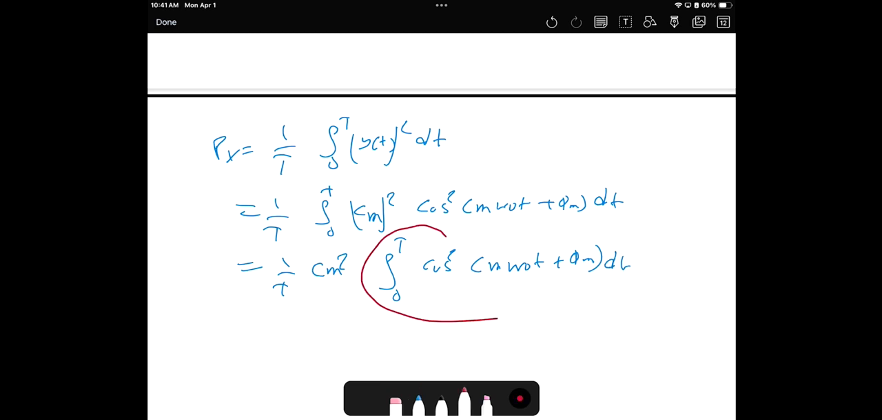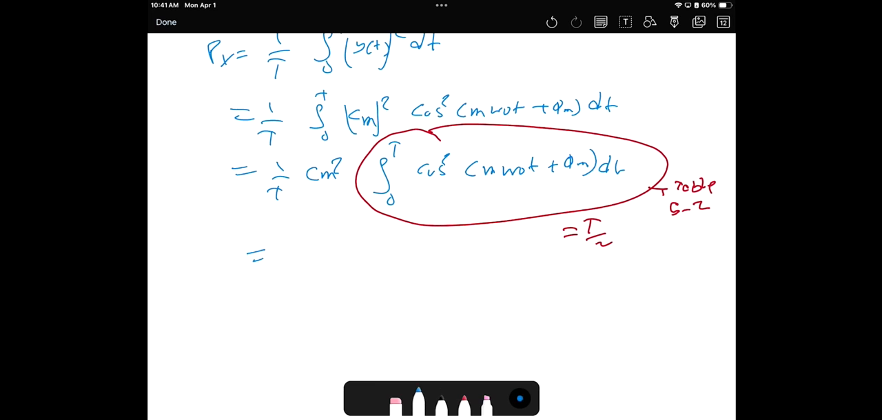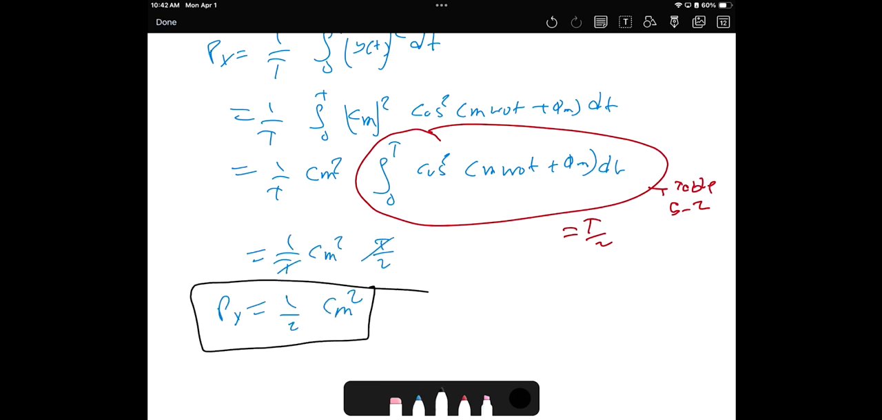And this integral of cosine squared, according to Table 5.2, equals T over 2. So as a result, it will be 1 over T, Cm squared, T over 2. T and T cancel each other, which makes it 1/2 Cm squared. This is very similar to x. It was 1/2 Cn squared, now it's 1/2 Cm squared. So you don't even need to calculate it. You can say 1/2 Cm squared and that's it, because it's very similar, just with different notation.